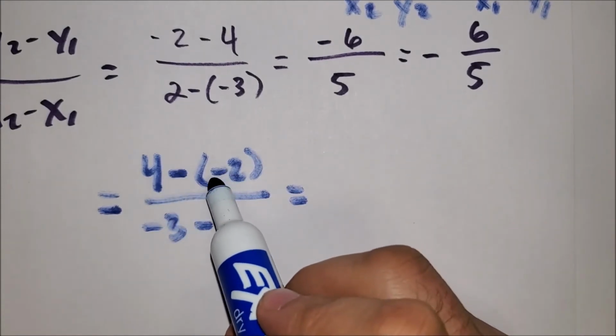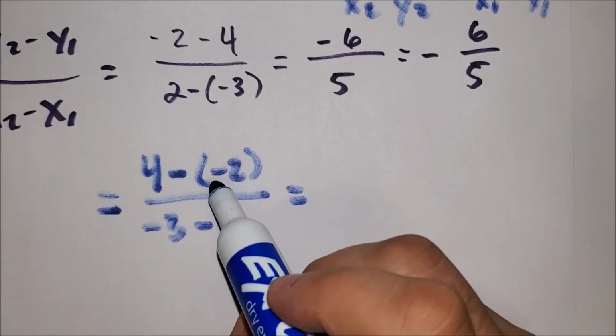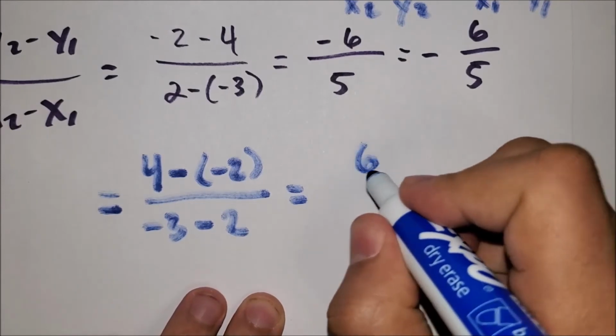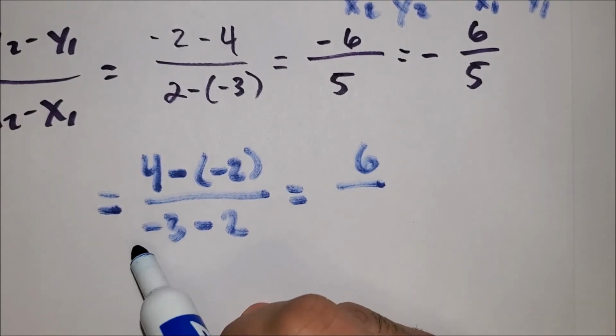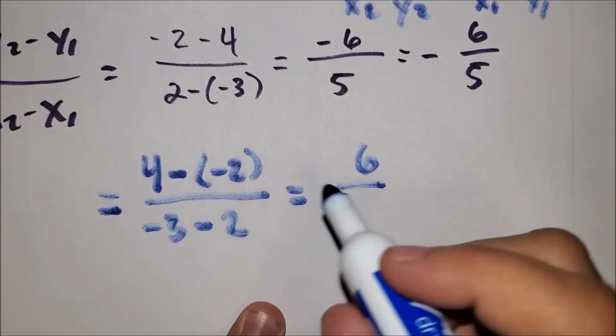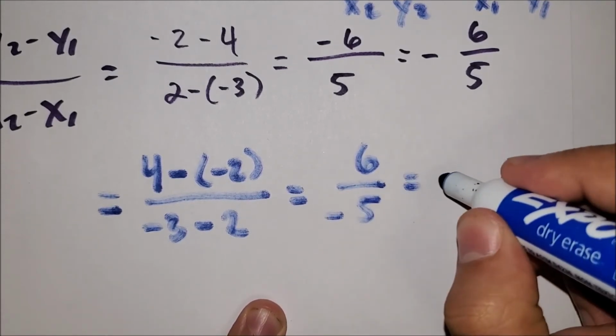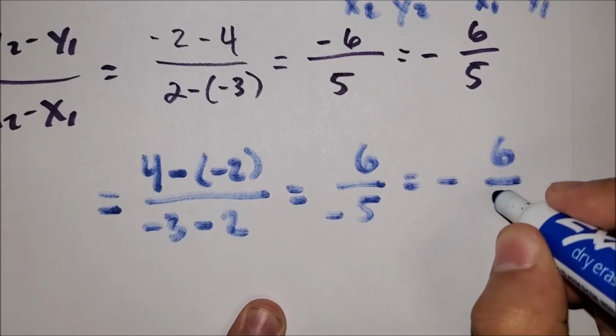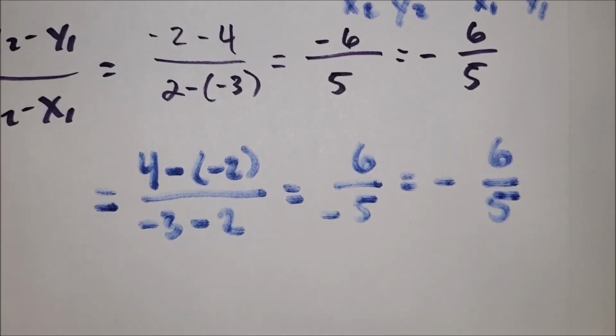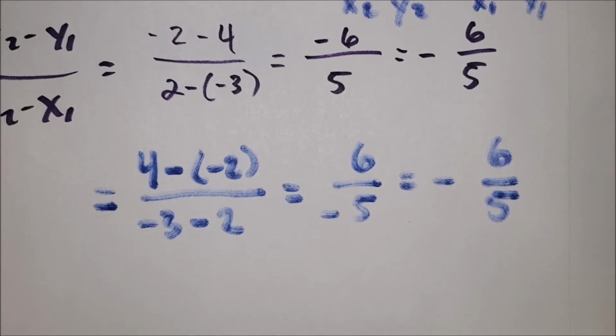4 minus a negative, positive minus a negative makes it more positive, so this gives us a positive 6 over, and then a negative minus a negative makes it more negative. So this would be -5, which once again comes out to be -6 over 5. So as you can see, it doesn't really matter which direction you start from or which direction you're going in, as long as you keep the pairs together.